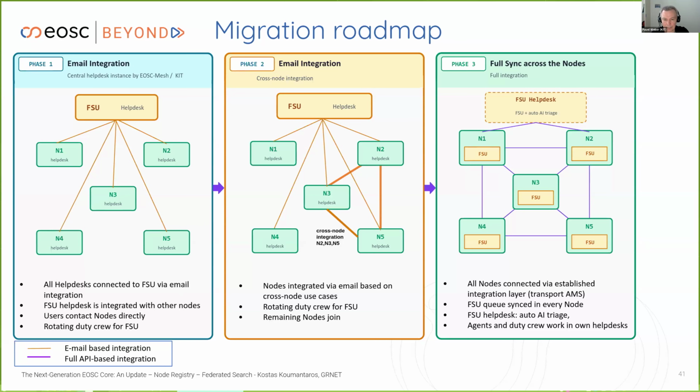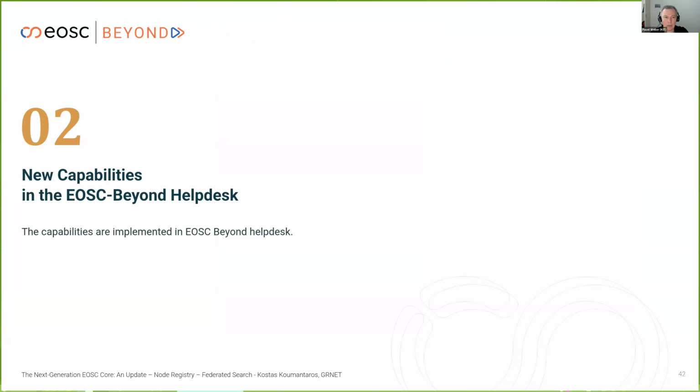So we will achieve this target architecture. So that's it for Federated Helpdesk. And now I want to move to the new capabilities in the EOSC Beyond Helpdesk.